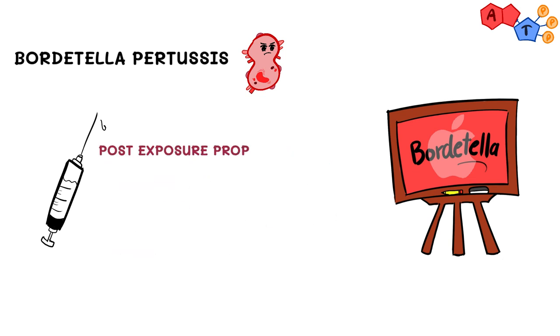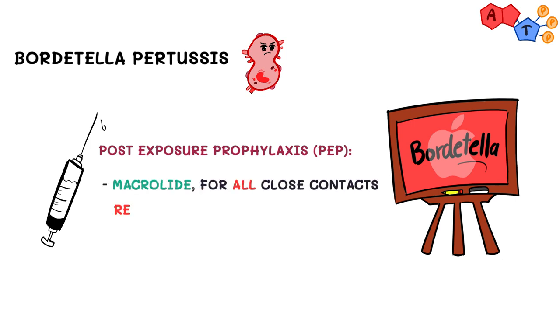Post-exposure prophylaxis is recommended for all close contacts to a patient with pertussis using a macrolide, regardless of vaccination status. This means, even if the close contacts have already and recently taken DTaP, a macrolide is still recommended after being in close contact with a confirmed pertussis case.